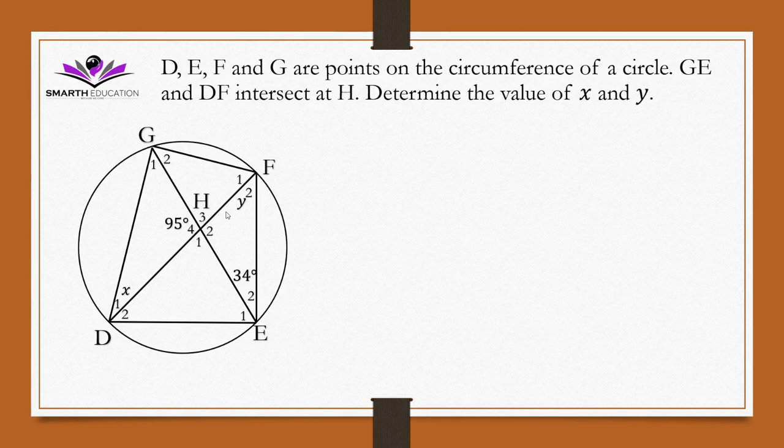Even GE is not a diameter. It does not pass through the center. So F1 and F2 are not 90 degrees. Okay, the other thing, someone may say H is the center. There's no center there. We're not told about a center or a point from the center. So H is not the center. So don't think of center theorems here, because we are not given a center if you look at the information there.